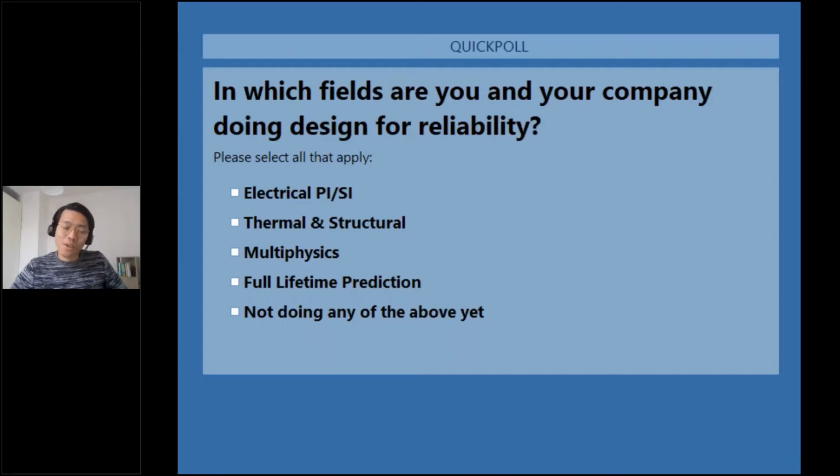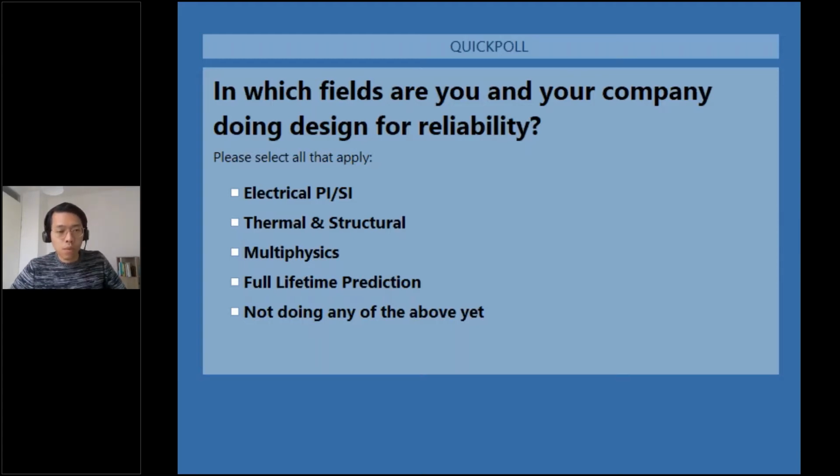Yeah, so if you are doing SIPI nowadays, then that's definitely electrical. By the way, this is multiple choice. So if you and your organization are already looking into thermal and structural analysis, thinking about how you're going to improve your design so that you can have a better reliability outcome, then that's the second one. And of course, multiphysics, we're really talking about the coupling between electrical, thermal and structural analysis.